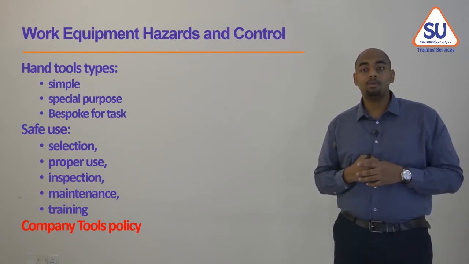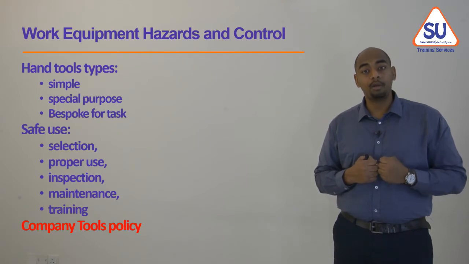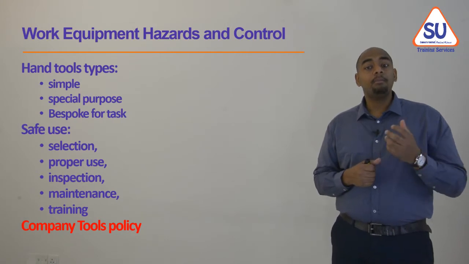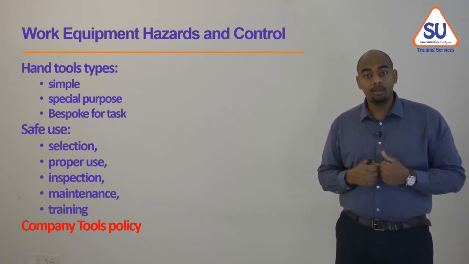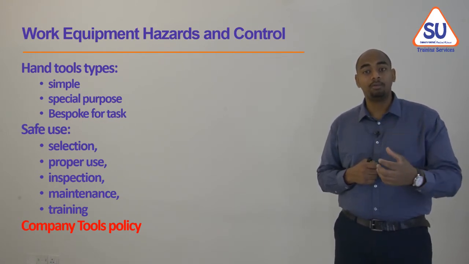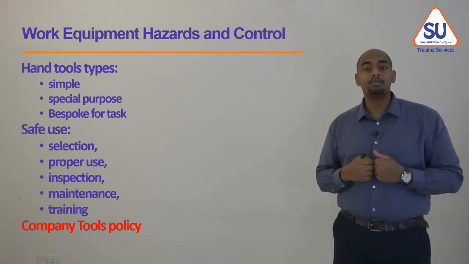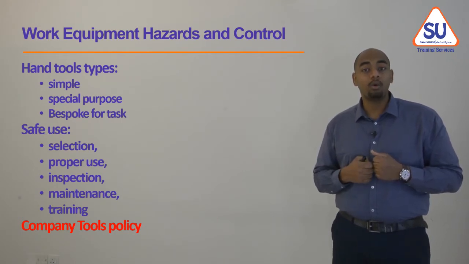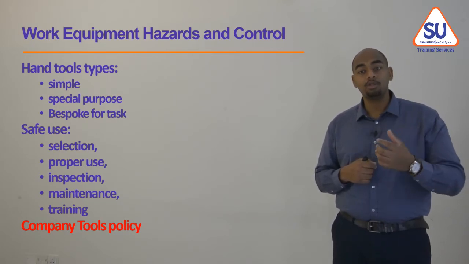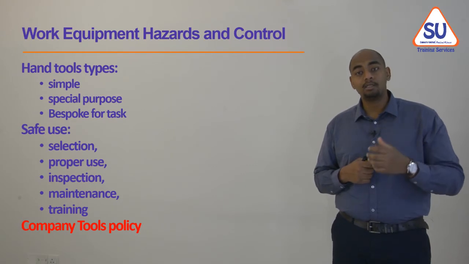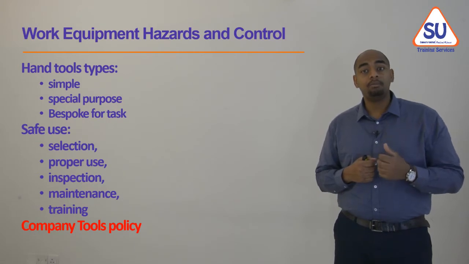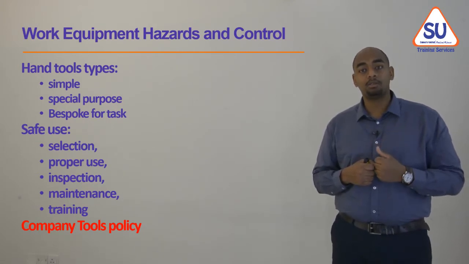For safe use, we need to select the proper equipment for our task, as well as use it properly on the work site. Inspection of the equipment should be conducted before each use, along with maintenance and training for our staff who use the equipment on site. And a company tools policy should be set as one of the administrative control measures.